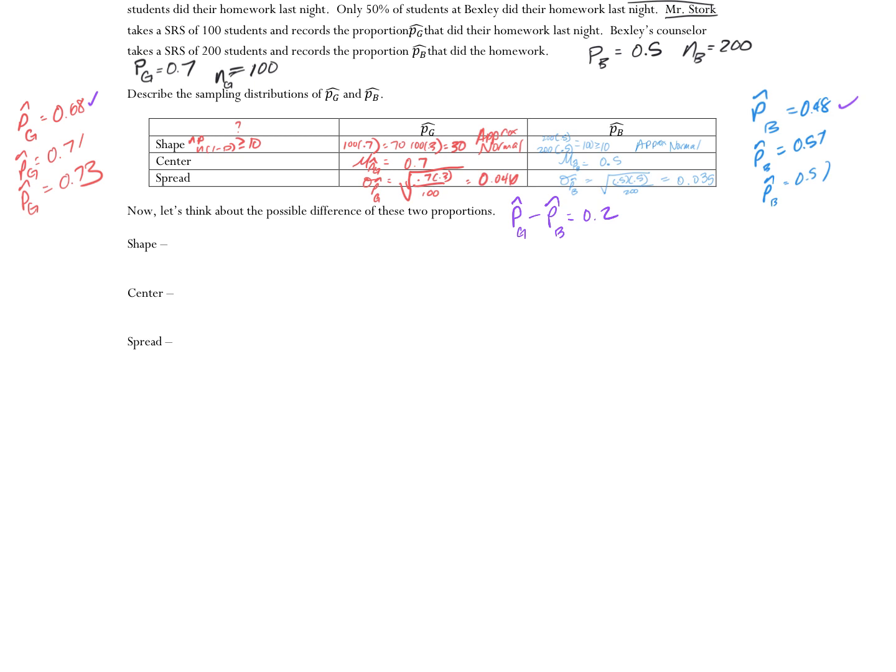What if it was 71 and 57? What would that be? 0.24? 0.14? I think it's 0.14. What if it was 73 and 51? I'm just doing the ones that you guys came up with, yeah? That would be 0.22. Did you guys kind of catch my drift here?